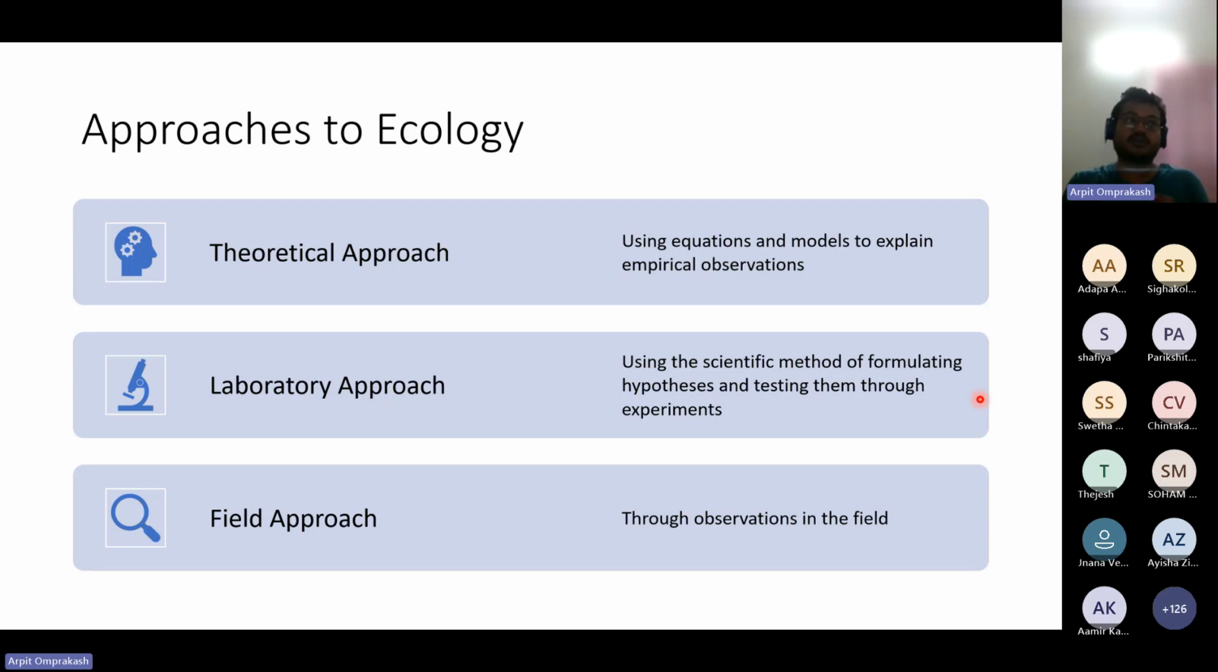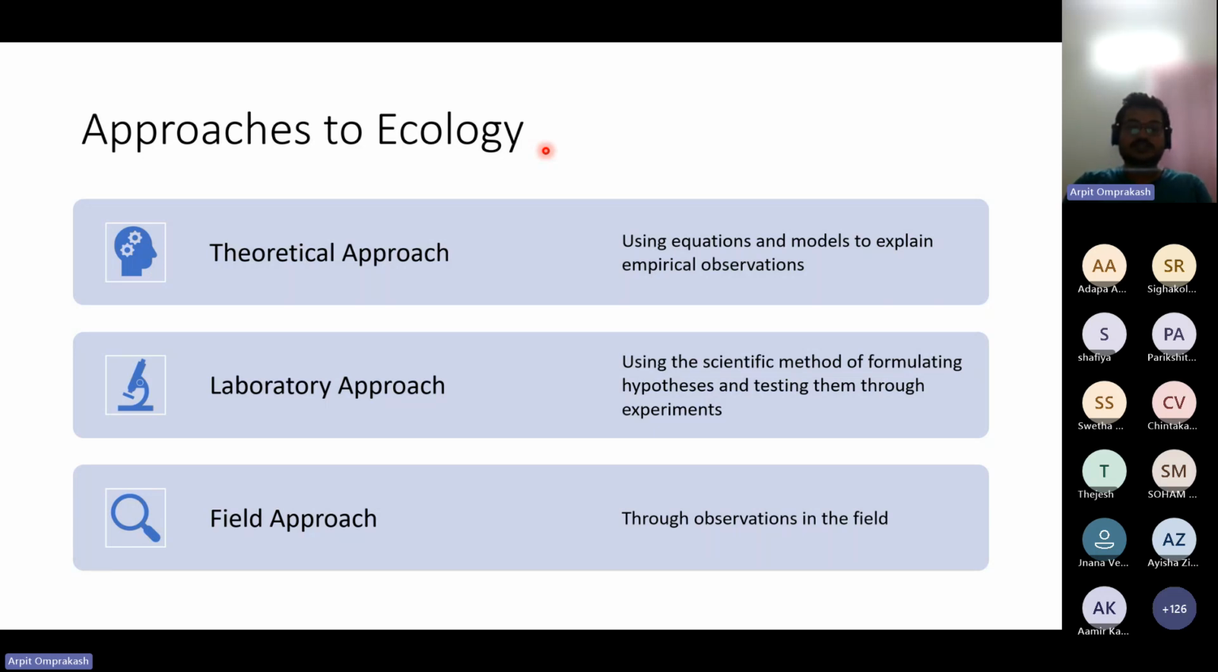And if we find out that algae grows more in the tank which has more iron in the water, we can establish that iron is something that these algae need to grow, right? Or iron helps in better growth of the algae. So this is basically the laboratory approach, where you do experiments in the laboratory and you try to form hypotheses or answer questions about ecology.